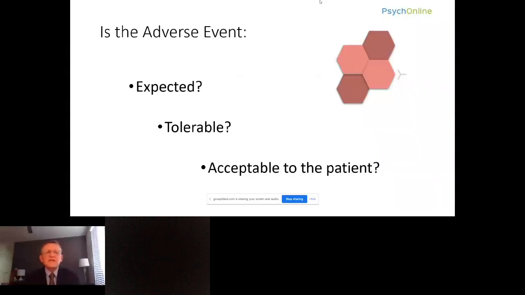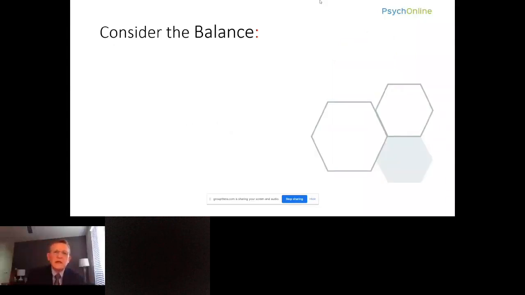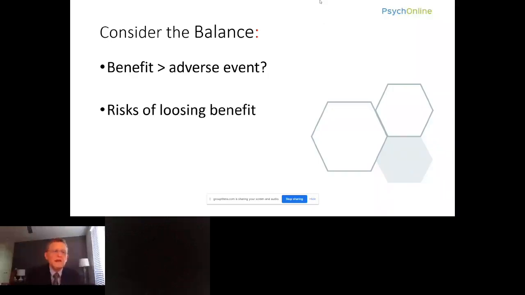So is the adverse event expected? Is it tolerable? And is it acceptable to the patient? You want to consider the balance. Is the benefit of the medication greater than the adverse event, like we would consider with most side effects? What are the risks of losing the benefit of the medication if we stop it due to an adverse event? And if so, what is the process of change?